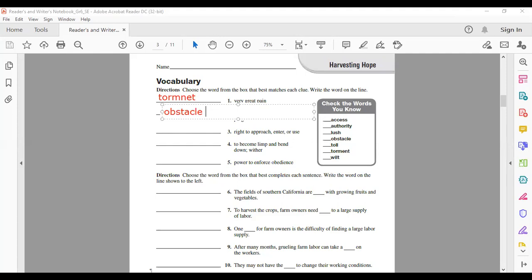Malak, number 3 for you. Right to approach, enter, or use. Access. Access, amazing, my girl. Very good. And number 4. To become limp and bend down, wither. Wilt. Wilt, very good. Like the flowers are wilting without water. And number 5, Ghalia. Power to enforce obedience. Authority. Authority, very good.